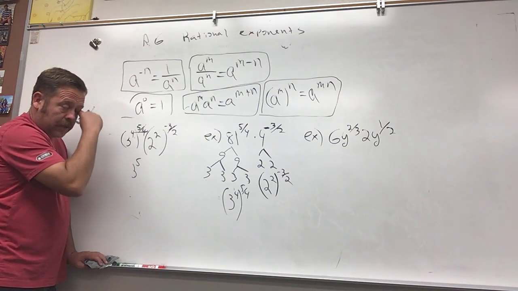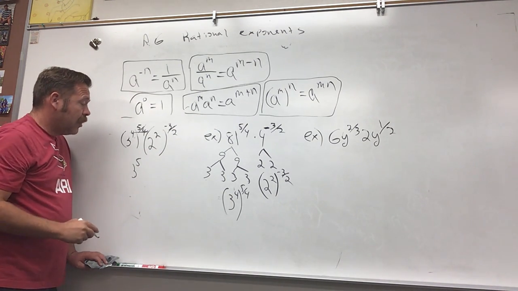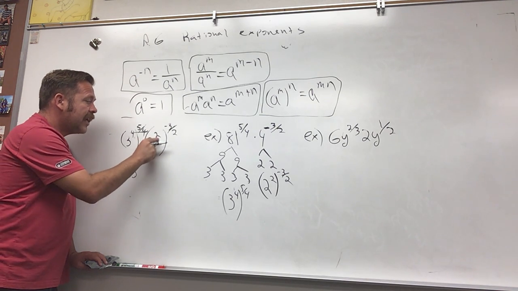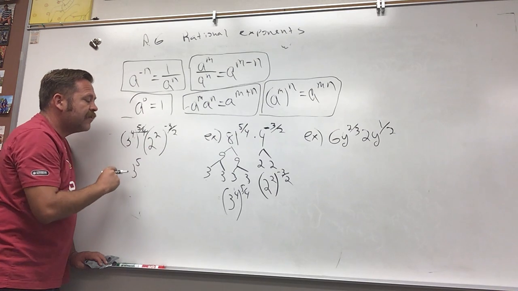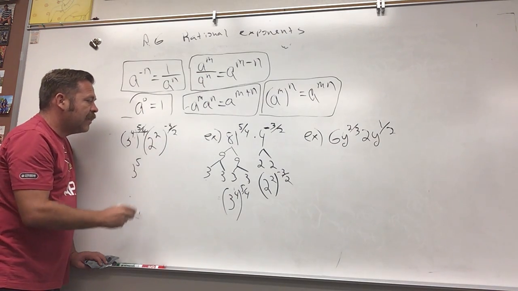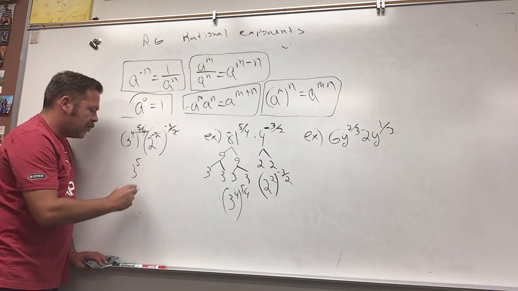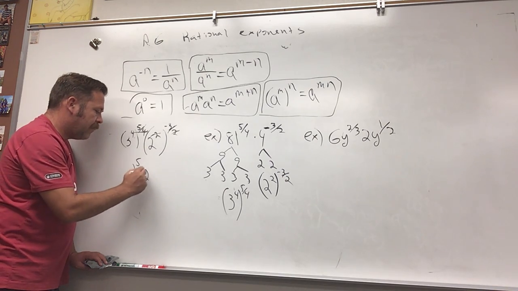We don't have a fractional exponent anymore. And then 2 to the 2nd to the negative 3/2. Well, 2 times negative 3 is negative 6. And negative 6 over 2 is negative 3. Or this is just going to cancel that. So I get times 2 to the negative 3rd.